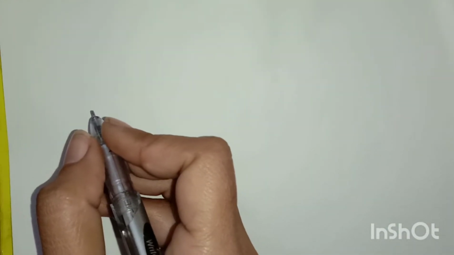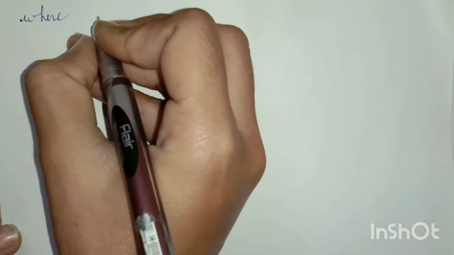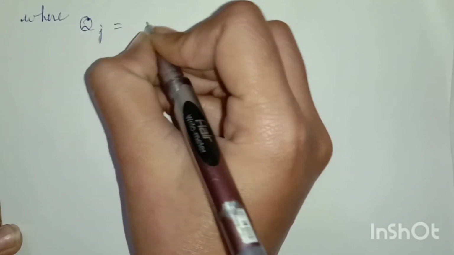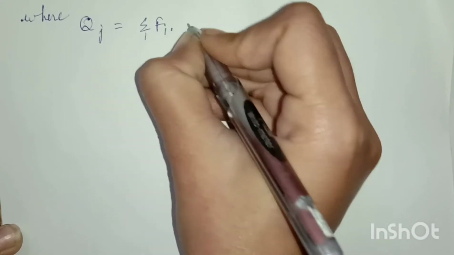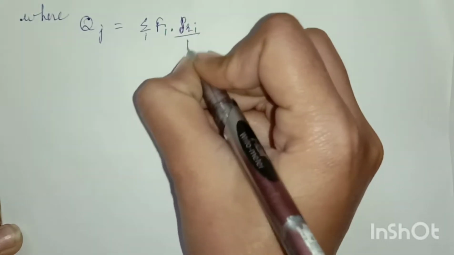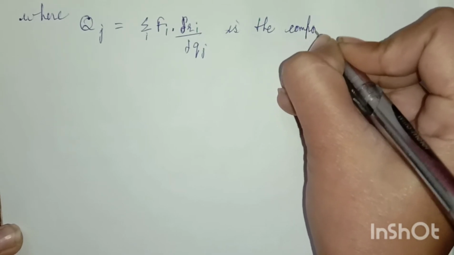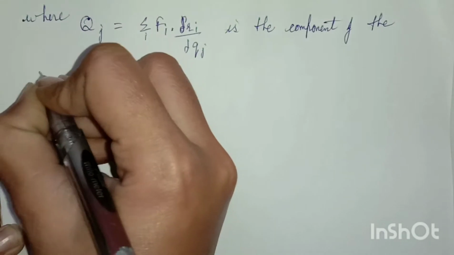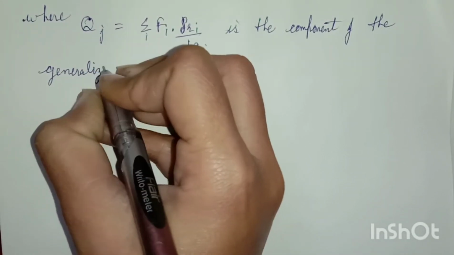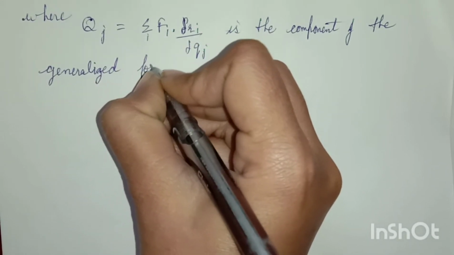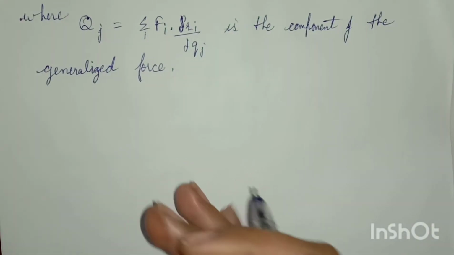Now, where Qj is equal to summation i of Fi dot curl Ri upon curl Qj, is the component of the generalized force.